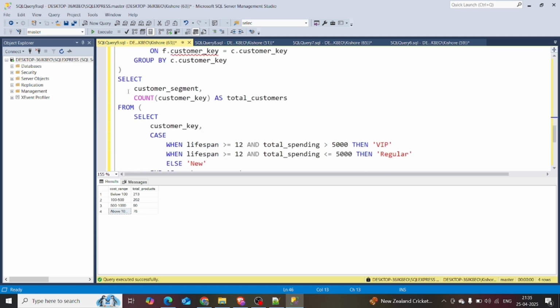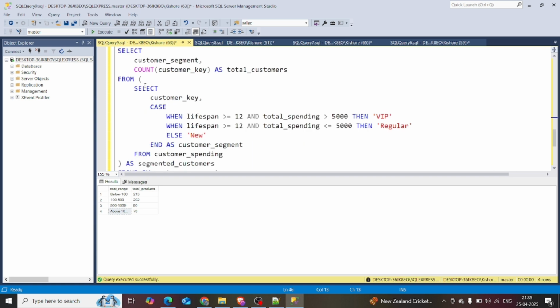In the select, we are selecting the customer segments, and we are counting the customer key as total customers. Let's get into the subquery first. We are selecting the customer key, and we are using the case statement: when the lifespan is greater than 12 and total spending is greater than 5,000, then we categorize the customer as VIP. When the lifespan is greater than 12 and the total spending is less than 5,000, we keep it as regular, and otherwise they are new customers.